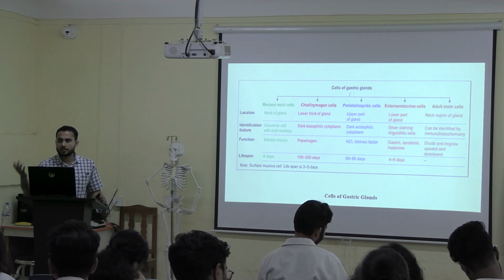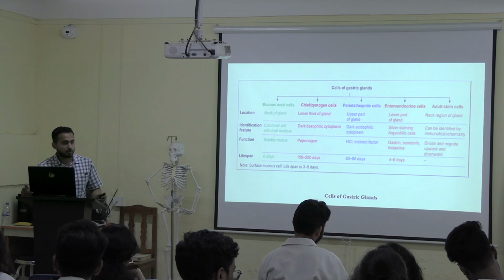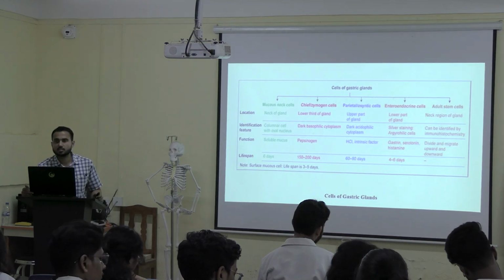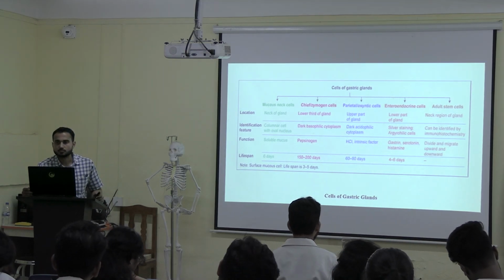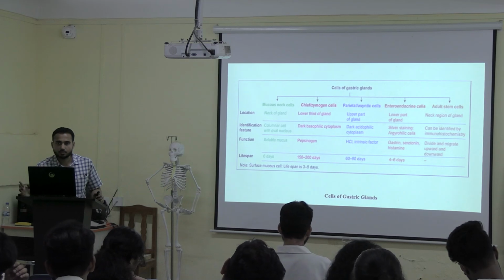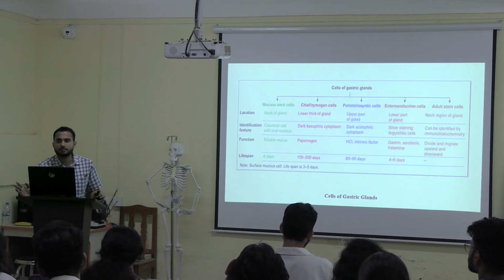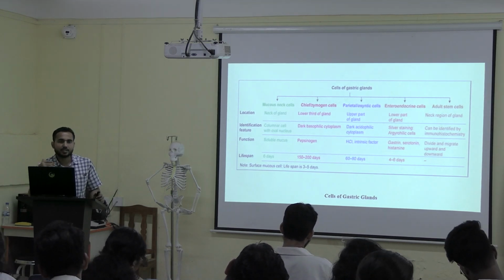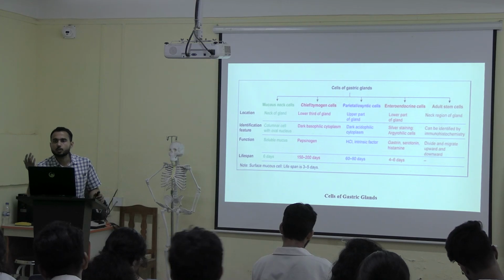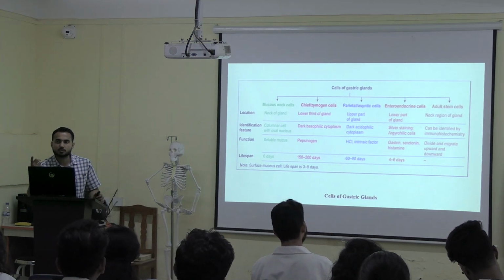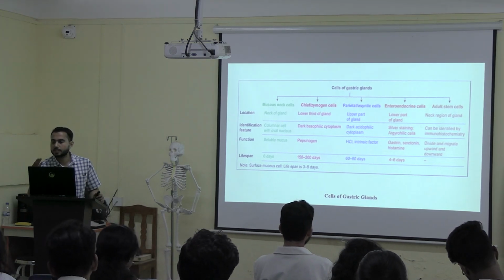So HCl is making the medium acidic. And what about the intrinsic factor of Castle? इसका function क्या है? Very good. It helps in absorption of vitamin B12. Intrinsic factor of Castle is nothing but a polypeptide, which helps in absorption of the vitamin B12. If vitamin B12 deficiency is there, then what will happen?